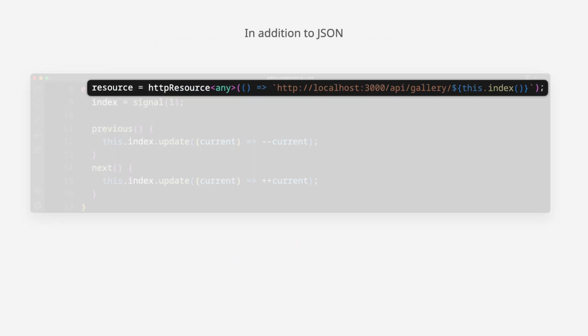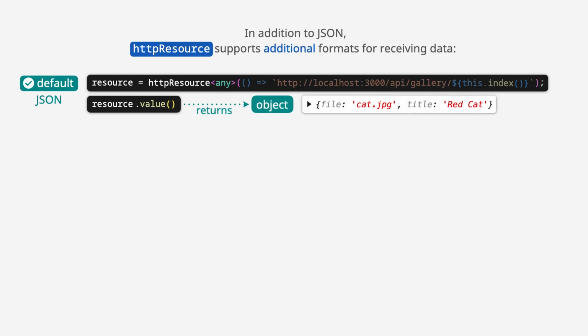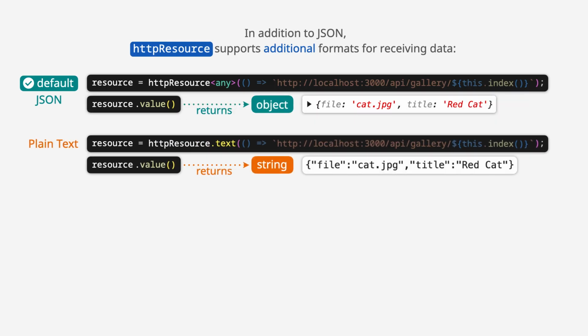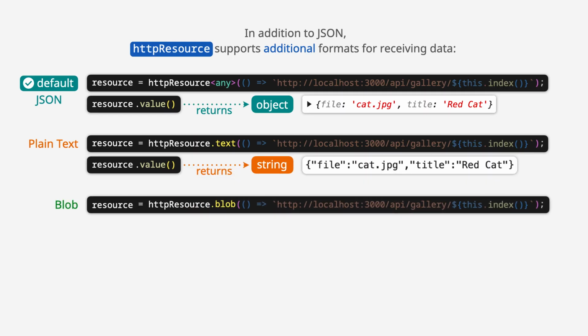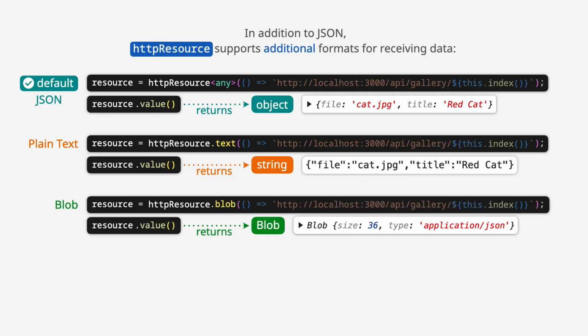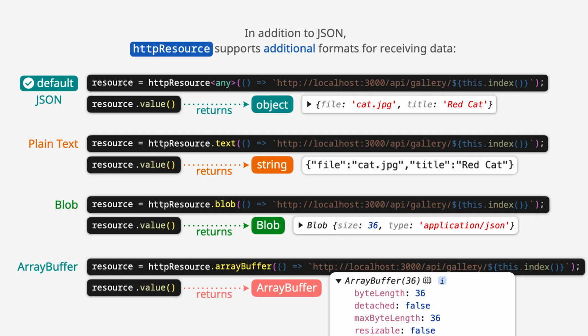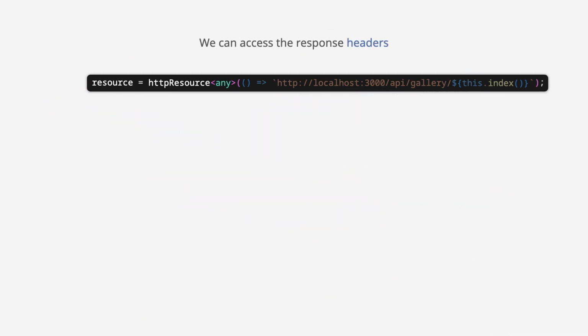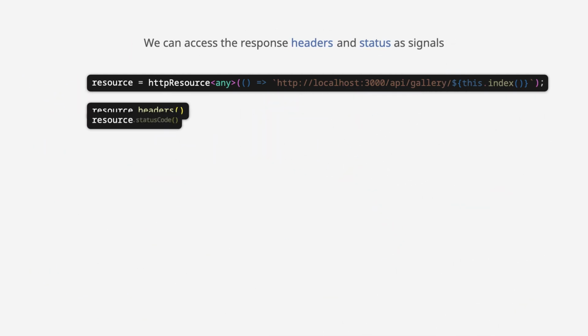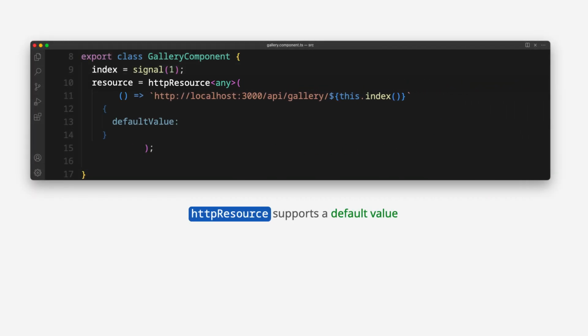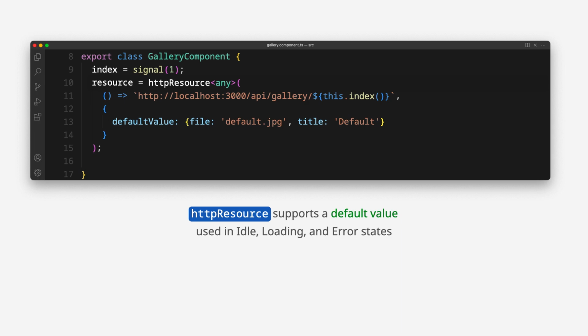In addition to JSON, HTTP resource supports additional formats for receiving data: plain text, blob data, and an array buffer. We can access the response headers and status as signals. HTTP resource supports a default value used in idle, loading, and error states. By default, undefined is used.